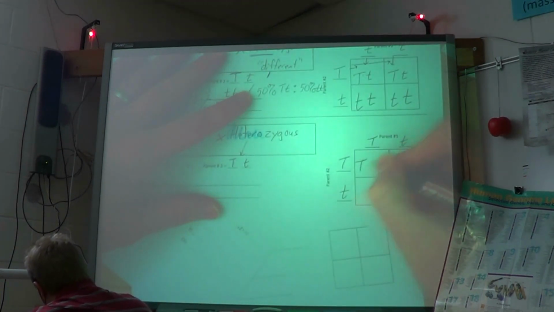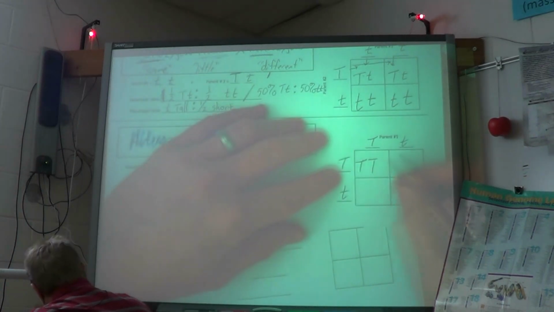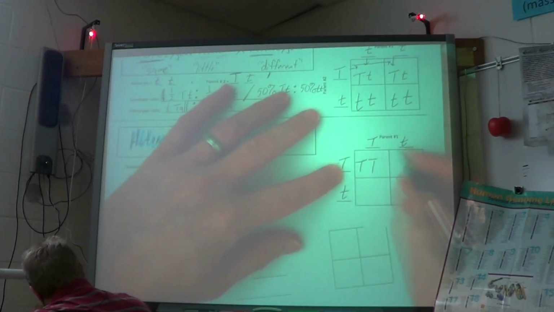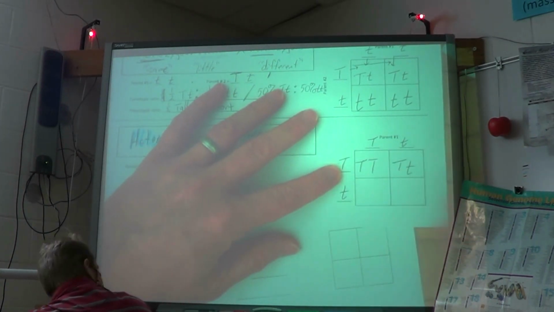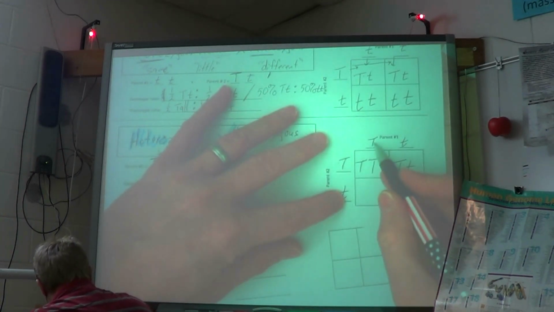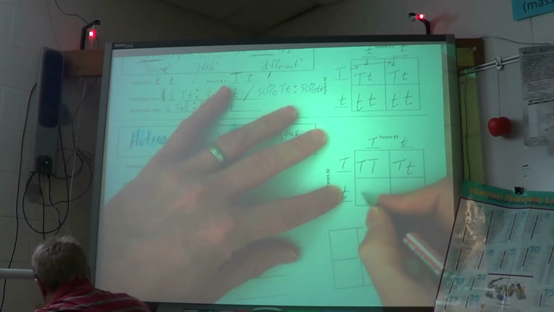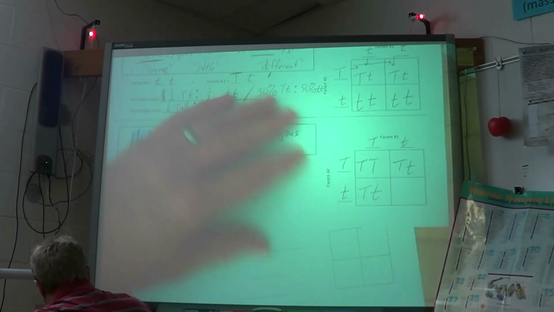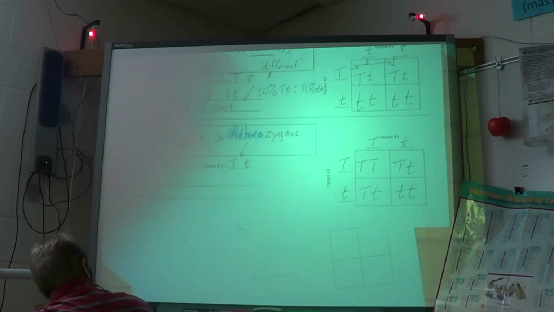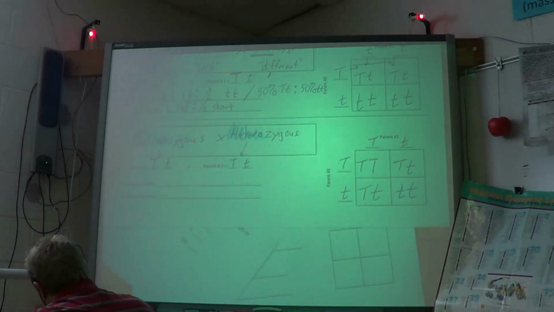If there's a capital letter that should be written in the box, for example, we have a little t and a big T, we write the big T first. Just like down here, we have a little t and a big T when we drag and drop, but we always write the capital letter. So we get a Punnett square that looks like this.